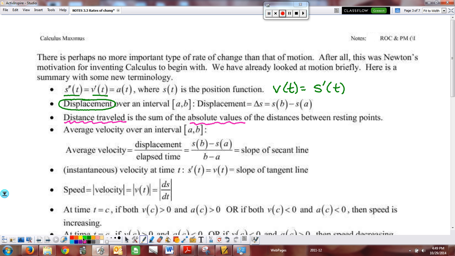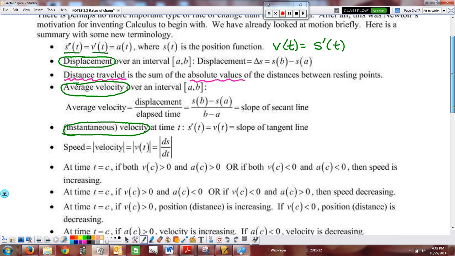Our average velocity doesn't change. It's everything we've been doing before. Our average velocity is change in y over change in x, the slope of your secant line. Your instantaneous velocity is going to be your derivative, the slope of the tangent line, how fast you're going at any given instant, how fast the particle is moving.